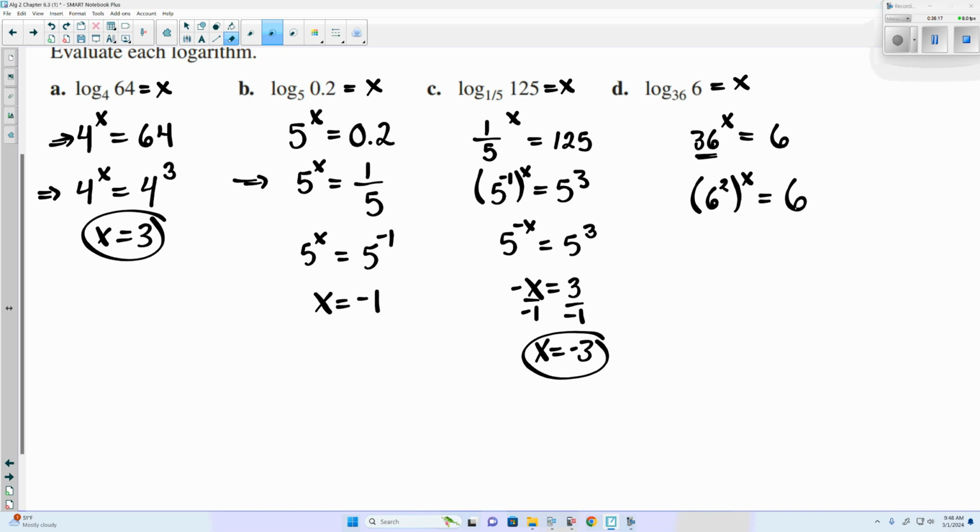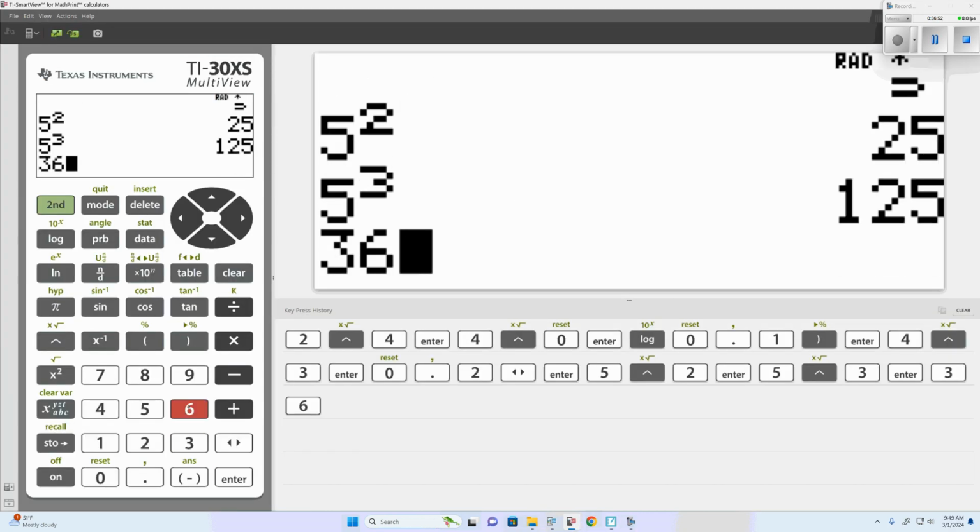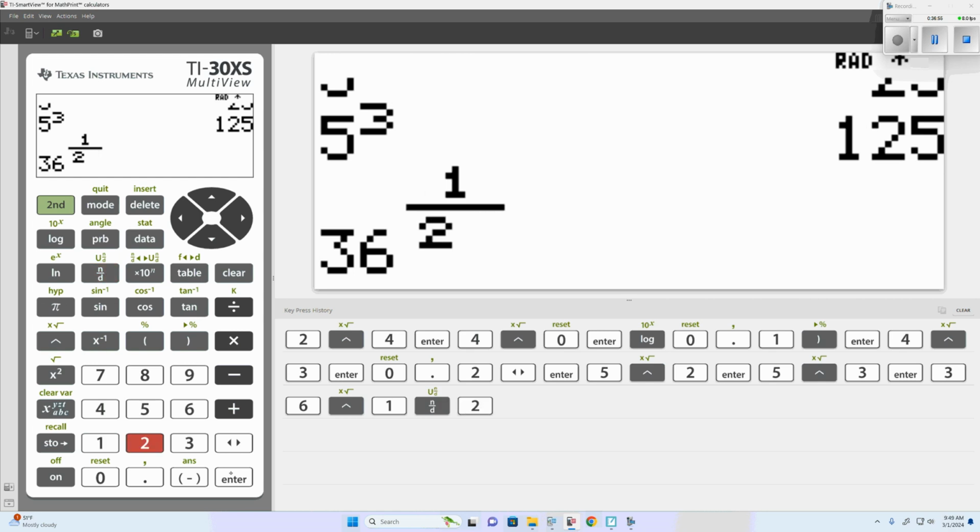Well, powers of powers. So 6 squared to the x. Powers of powers multiply. So we have 6 to the 2x equals 6, yes? So we'll finish up with this here. So we're really saying that 2x is equal to 1. Divide by 2, so x equals 1 over 2. And this here we can check: 36 to the 1/2 is indeed 6.